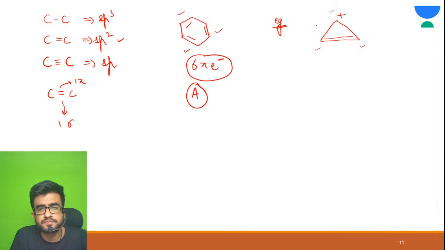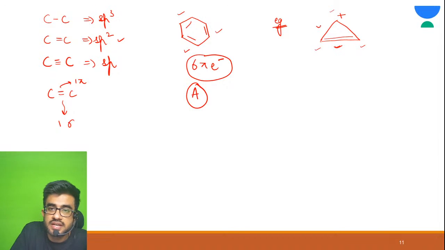Resonance possible? Conjugated system? Tell me in the chat section, is resonance possible? And what type of system? I've explained all this in resonance. Double, single, empty orbital. See, double bond, single bond, and this positive charge means empty orbital. So resonance is also possible.